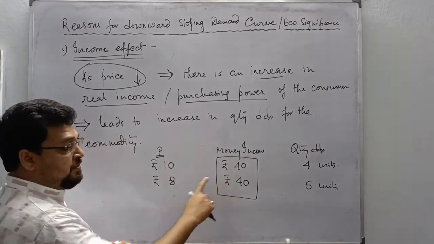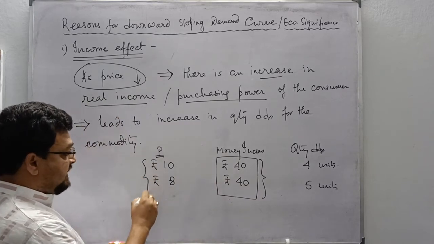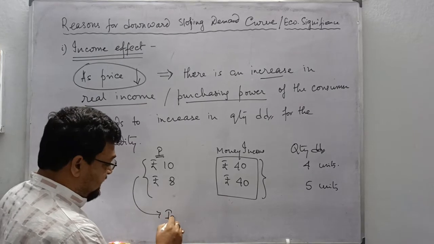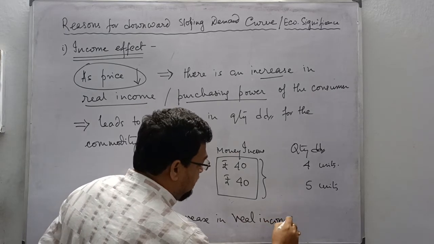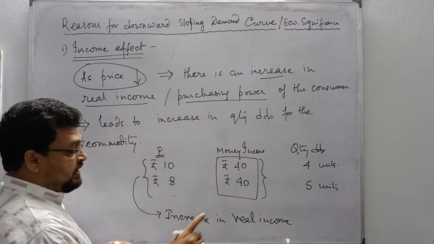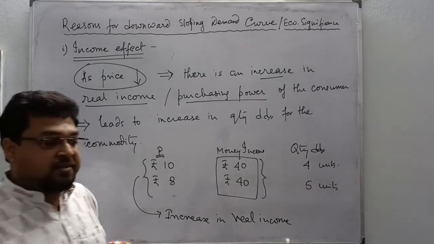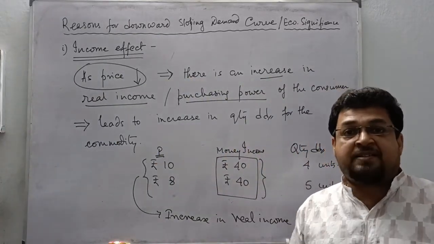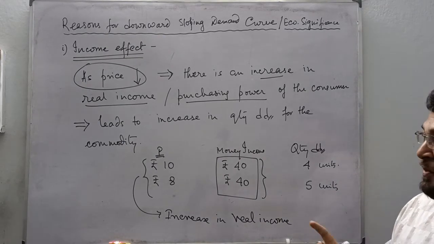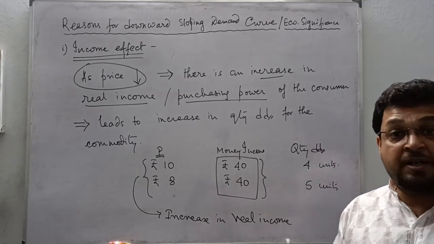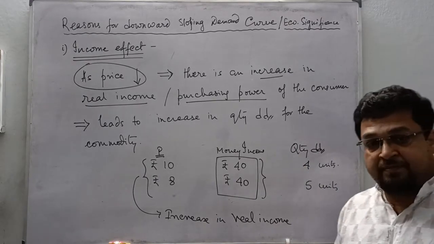How? Because money income did not change. There is no change in money income. But since the price has decreased, there is an increase in real income, or what we call purchasing power. Increasing purchasing power allowed the consumer to demand more. This is the economic significance for the inverse relation between price and quantity demanded, which we refer to as income effect. Due to price change, whenever there is a change in demand due to a change in the real income or purchasing power, that is known as income effect. Please note it down.